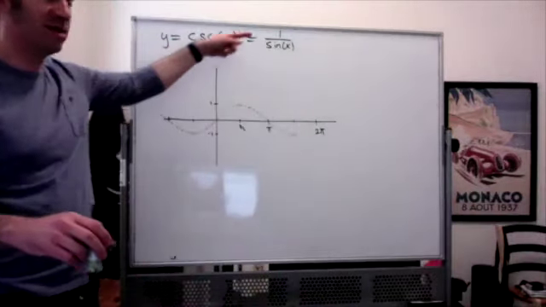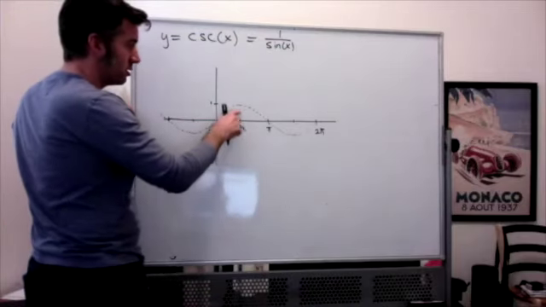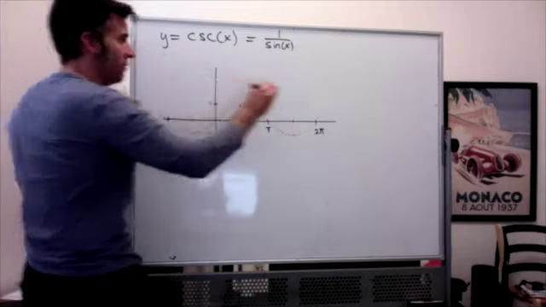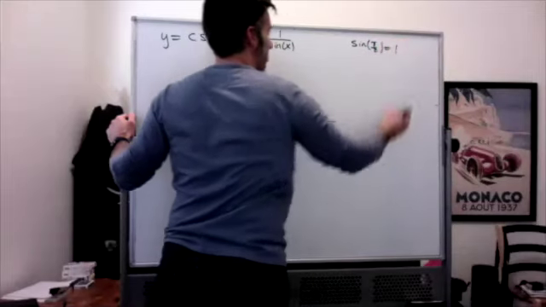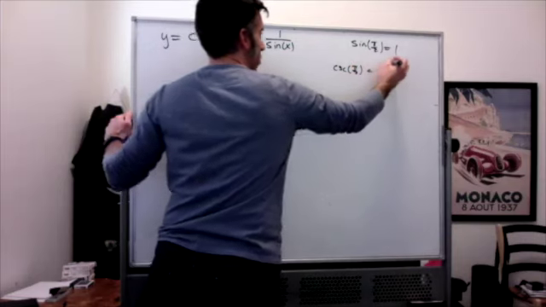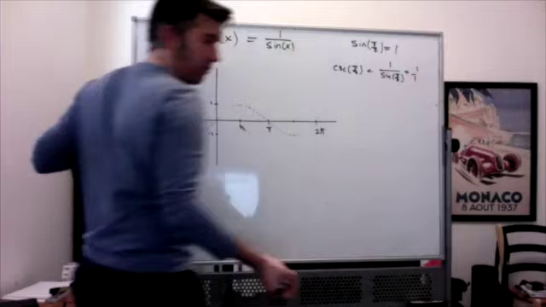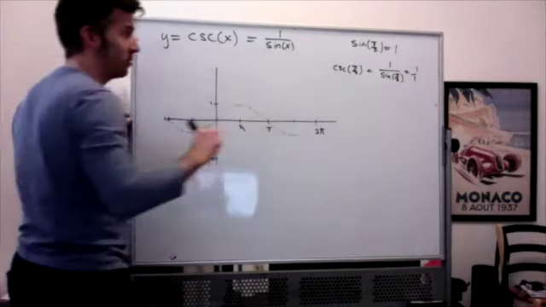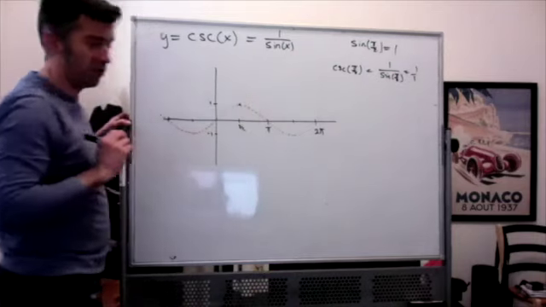Cosecant is 1 over sine. So at pi over 2, sine of pi over 2 is equal to 1. So cosecant of pi over 2 is 1 over sine of pi over 2, which is 1 over 1, which is 1. So whatever the sine value is, cosecant is the reciprocal of that. In this case, they're the same, because the reciprocal of 1 is 1.